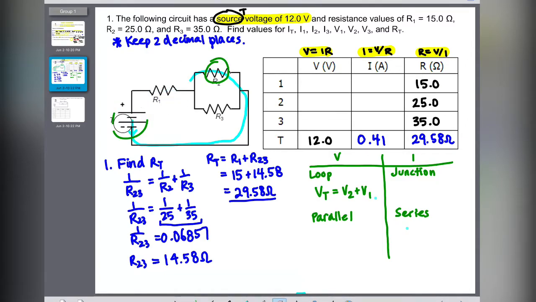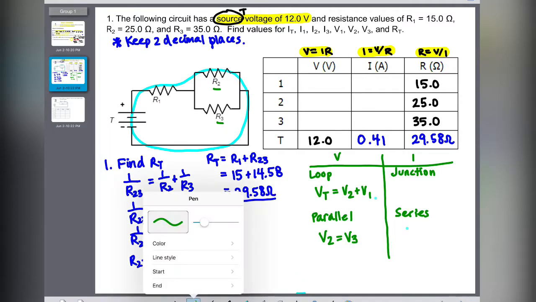So I'm just going to erase this a little bit better. Okay, now that I've done my loop, I'm just going to redo my loop just so we know which one I used. So the loop is the one at the top. Okay, parallels are between the 2 and the 3. When things are in parallel, their voltages are the same. So meaning voltage 2 has to equal voltage 3.